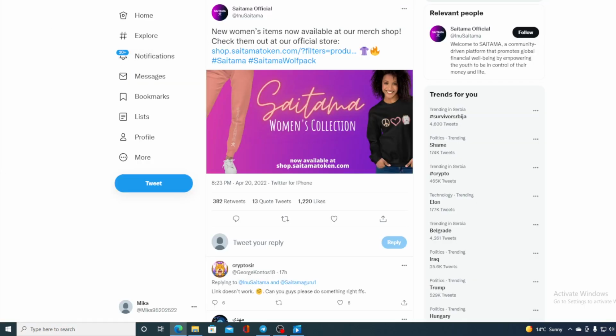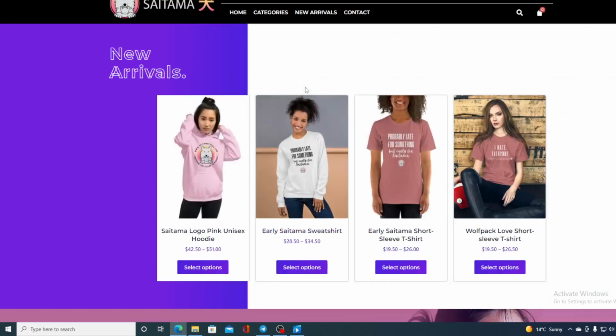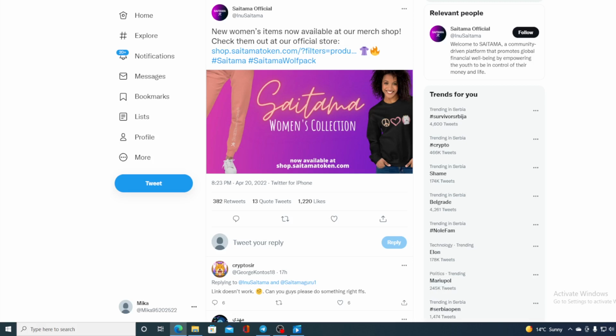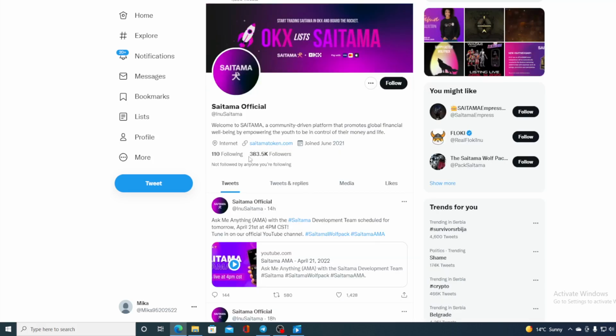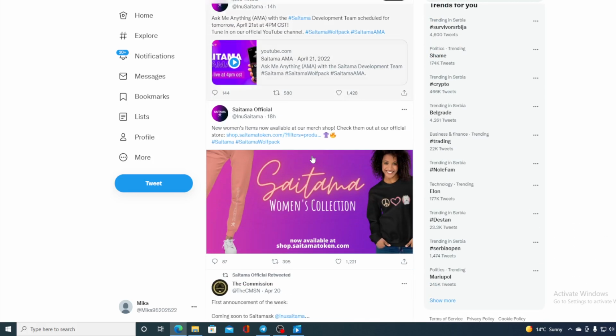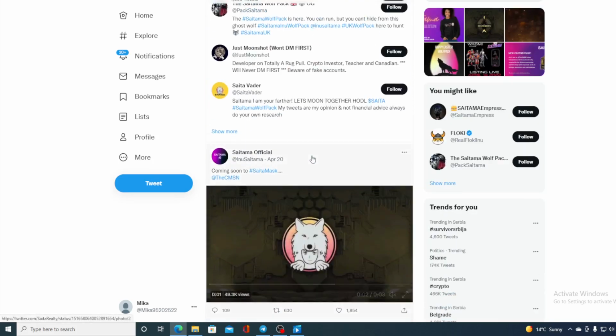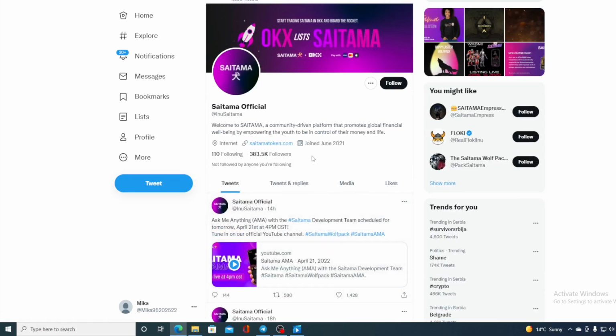New women's items now available at our merch shop. Check them out on our official store. So guys, just by clicking this URL, it will take you to Saitama merch store and you will be able to see the new items that are available for shopping. Now, of course, you can find this URL on the official Saitama website. You can see that they actually have 383.5k followers. And over here, honestly, they could be a bit more active, but there are news about the projects and about what's to come in the future for Saitama.